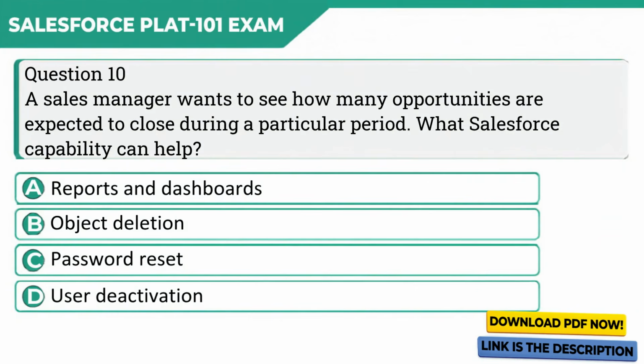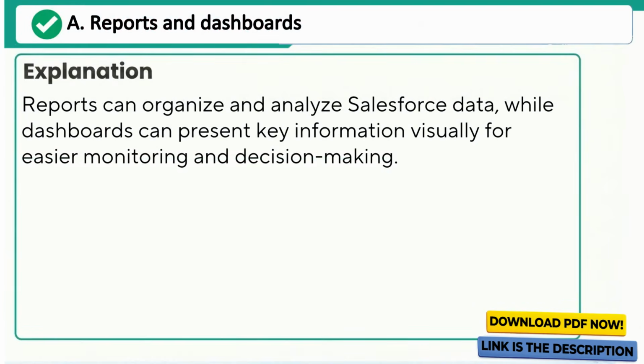Question 10. A sales manager wants to see how many opportunities are expected to close during a particular period. What Salesforce capability can help? A. Reports and dashboards. B. Object deletion. C. Password reset. D. User deactivation. Correct answer. A. Reports and dashboards. Explanation. Reports can organize and analyze Salesforce data, while dashboards can present key information visually for easier monitoring and decision-making.